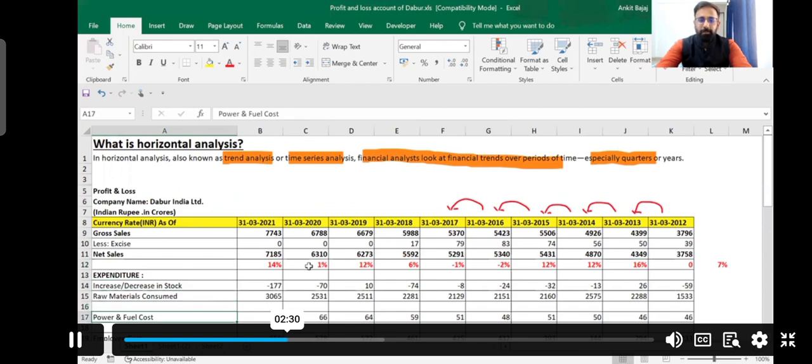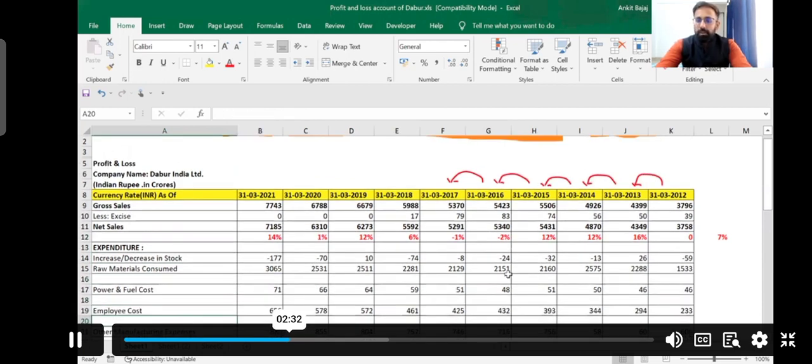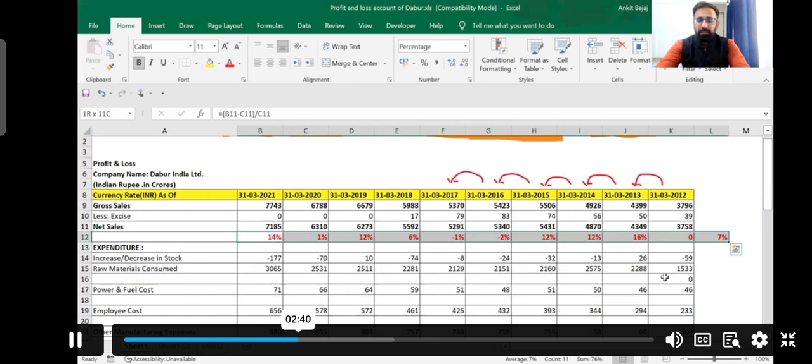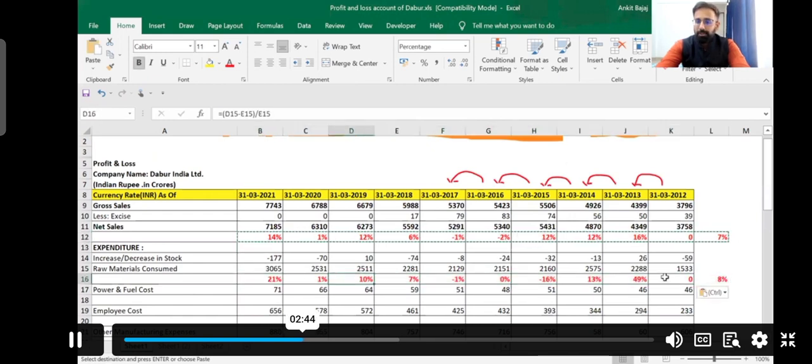Right, now if I talk about raw material consumed, if there is an increase in growth, definitely the consumption of raw material will also increase. So we will see what the growth in consumption of raw material is. On an average, there is a growth in sales by 7%, and you can see there is growth in raw material consumed, which is 8%, right? Both are similar. If your sales increase, obviously your raw material consumption will increase.